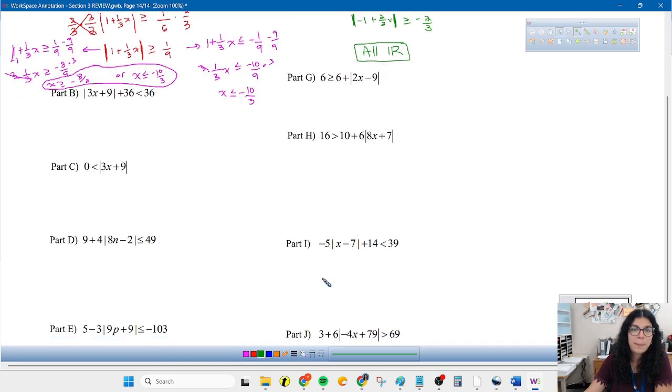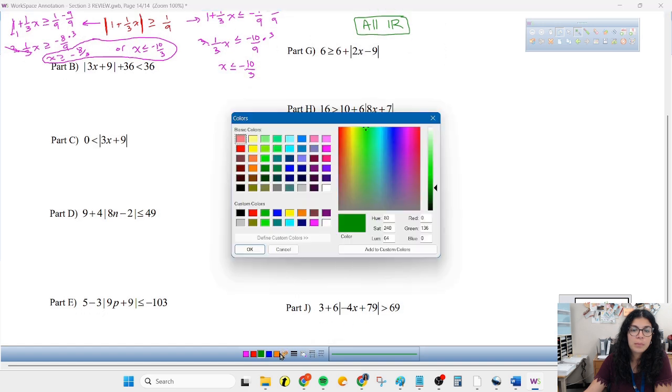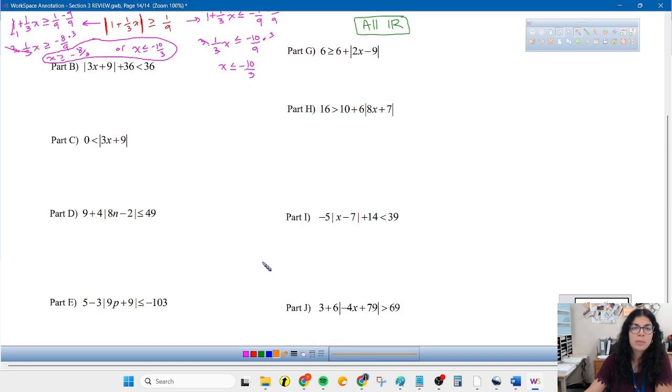All right, let's move on to part B. So on part B, I'm going to subtract 36 first to get the absolute value by itself. So now I have absolute value is less than 0. And the absolute value cannot be less than 0. Again, no matter what I put in here, when I take the absolute value, it's going to be a positive number or it'll be 0. So it cannot be less than 0. This would never be able to happen, so this is actually no solution.